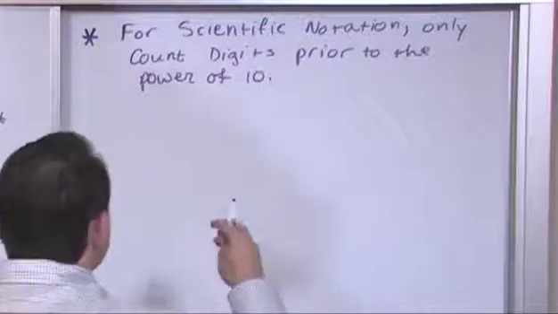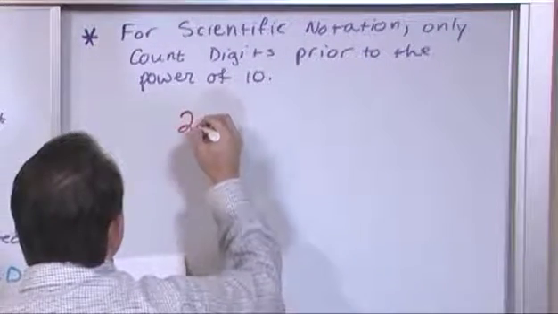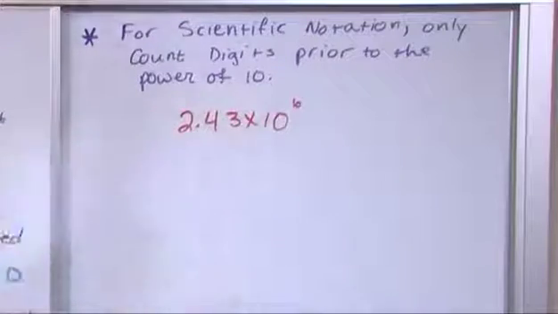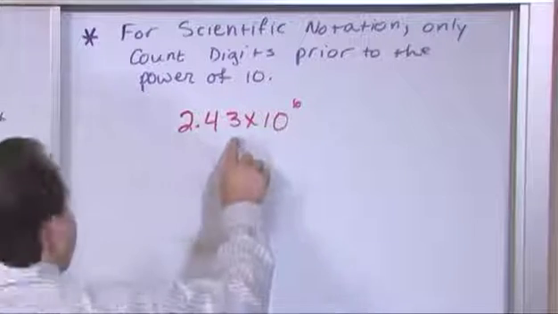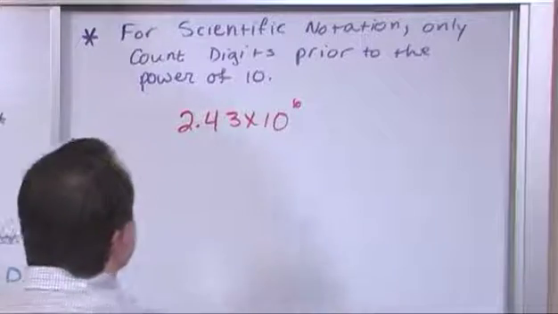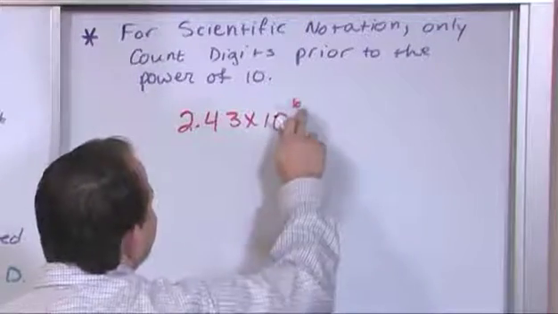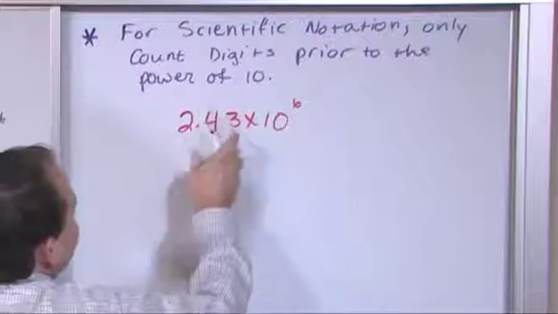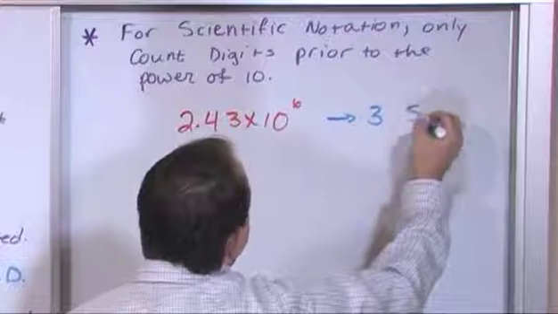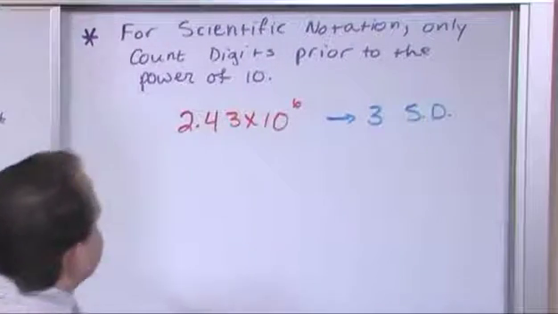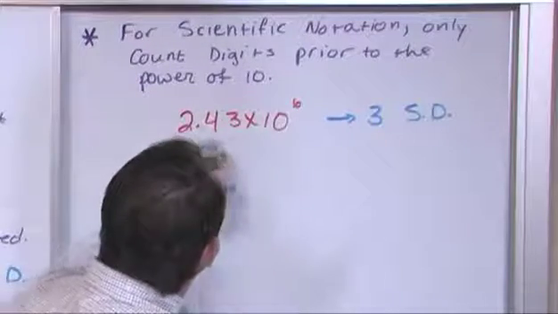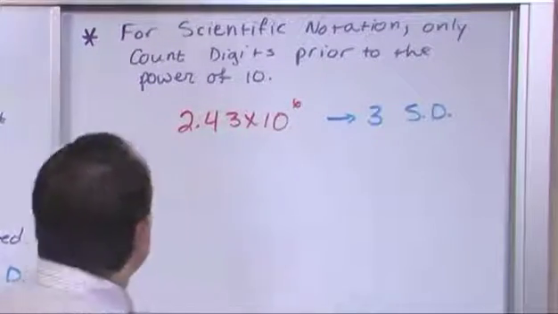So as an example, what if you have 2.43 times 10 to the 6? This is an example of scientific notation, right? 2.43 times 10 to the 6, we talked about that before. How many significant figures does this number have? Well, you don't count the 10 and the 6 is what we're really trying to say. You count these numbers before. So it has 3 significant figures. 3 significant digits. Okay? So when you're doing scientific notation, just look at the guys before there and count those guys. That's all you need to do.